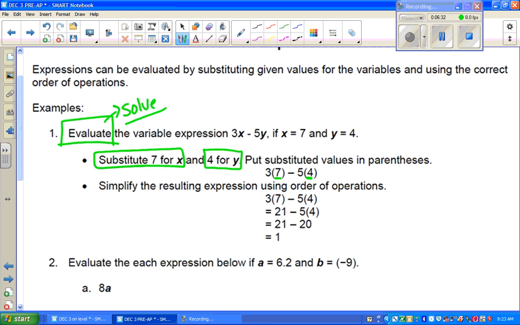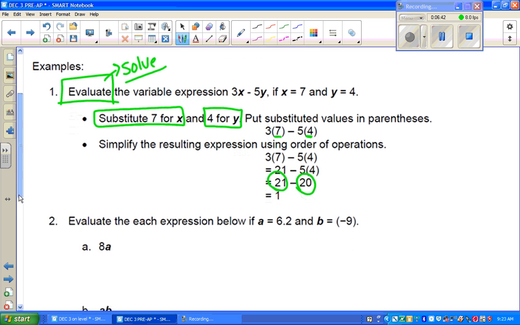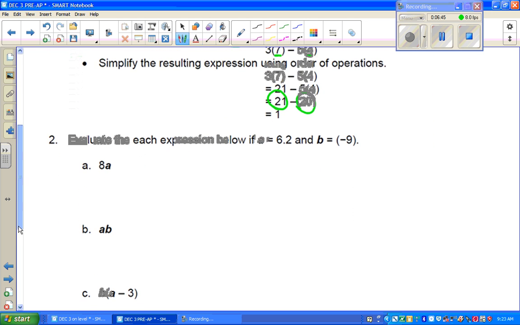Simplify the resulting expression using order of operations. So we're going to multiply first. 3 times 7 is 21. 5 times 4 is 20. So 21 minus 20 is 1. Okay, on to number 2.